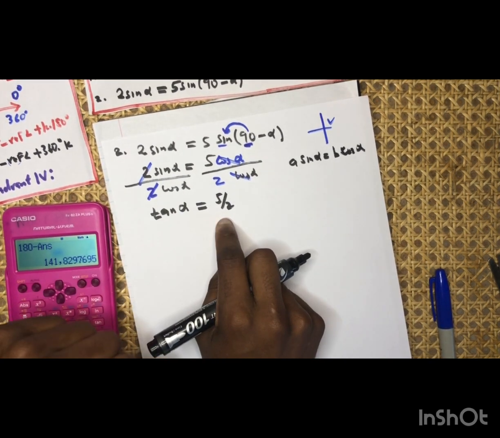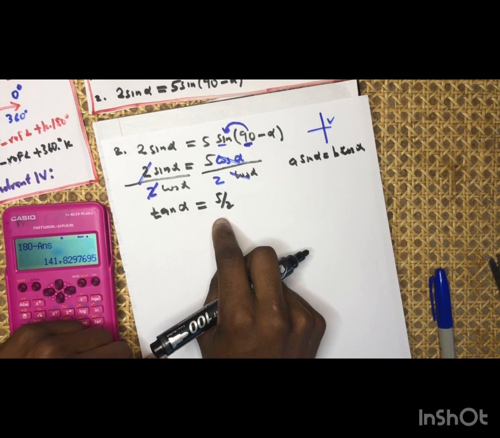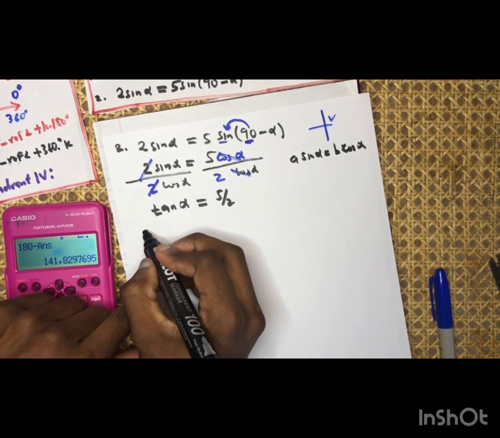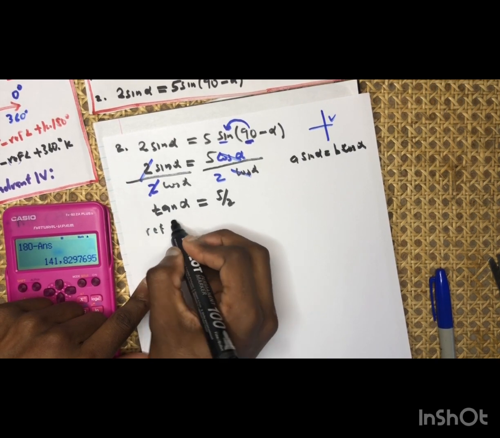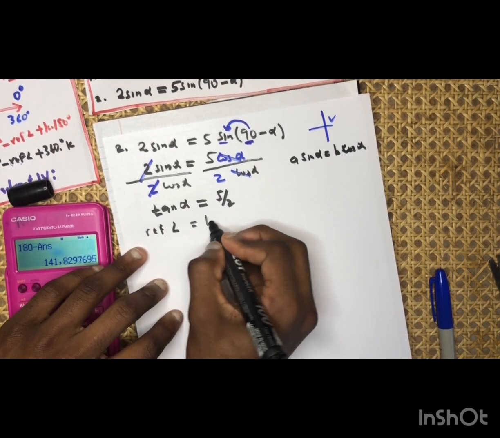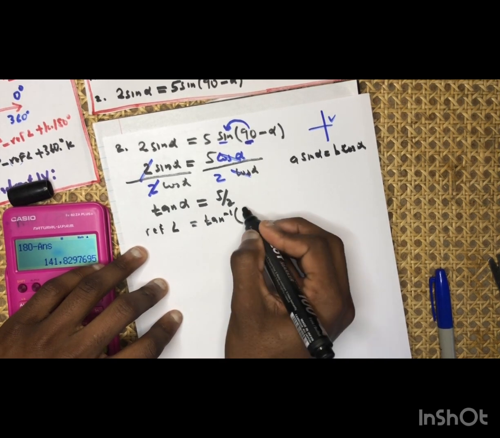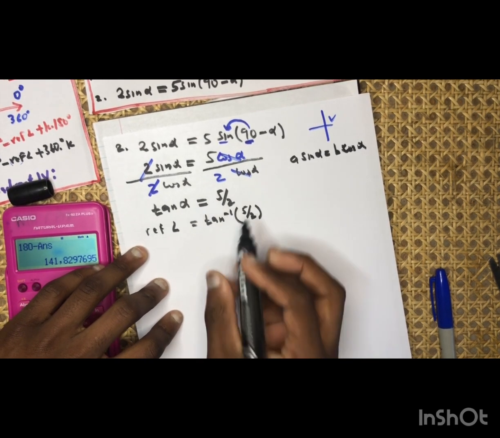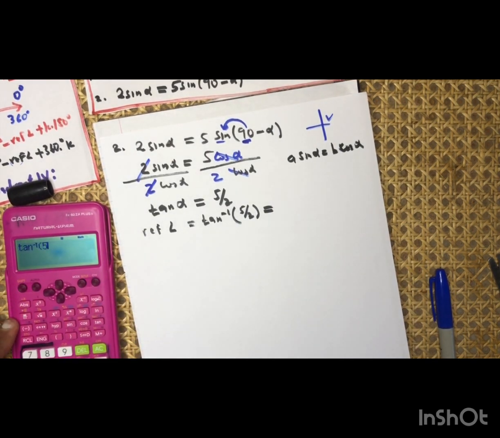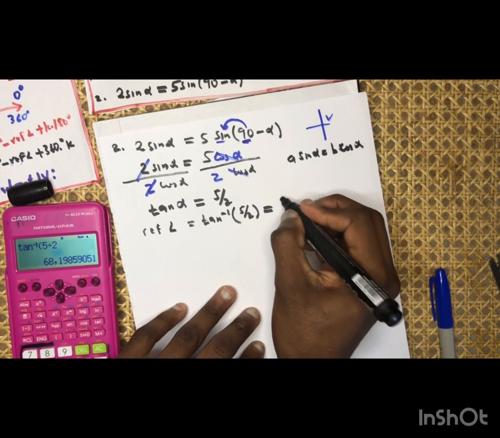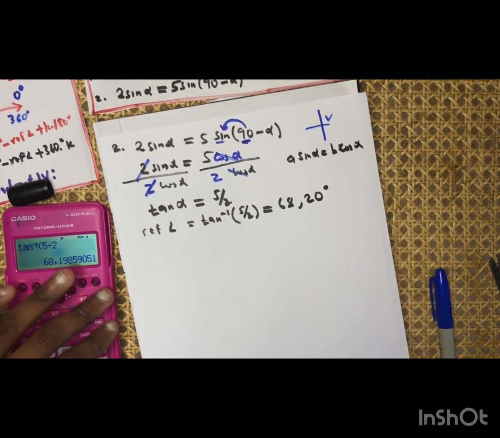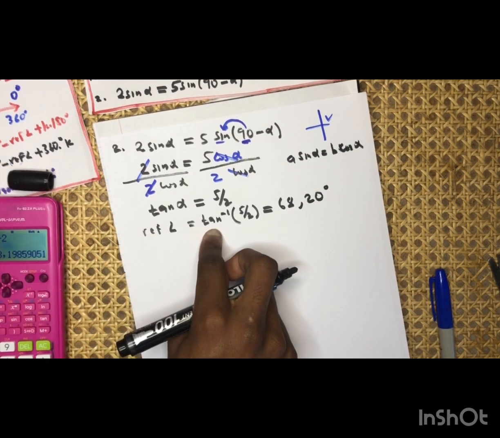Now this tan, guys, this numerical value is positive, which means we will have 2 solutions. So the first thing I'm going to do here, I'm going to write a reference angle. So your reference angle, guys, is going to be the inverse of tan of 5/2. So what do you get? The inverse of tan of 5 divided by 2, we get 68,20 degrees.